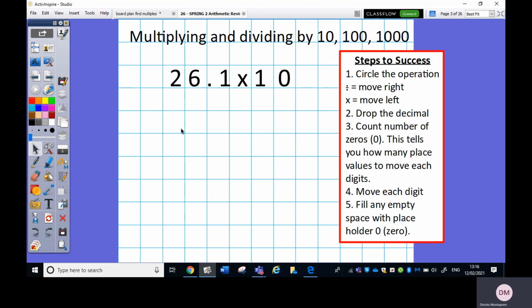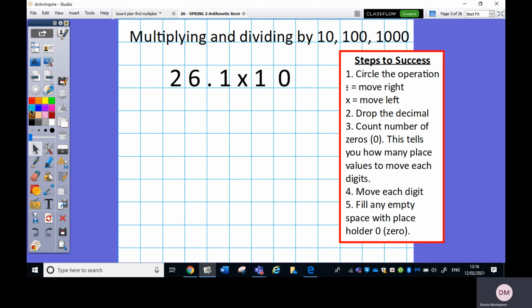1, circle the operation. 2, move right if you're dividing, or move the digits left if you're multiplying. Now, if you're dividing by 10, this number becomes 10 times smaller. If you're multiplying, this number will become 10 times larger. You're going to drop the decimal, then in step 3, count the number of zeros. And this tells you how many place values to move each digit. Number 4, you're then going to move each digit. And then 5, fill in empty space with placeholder 0.